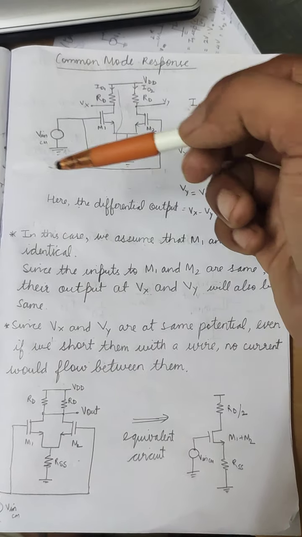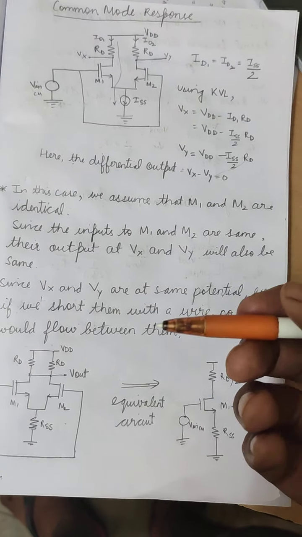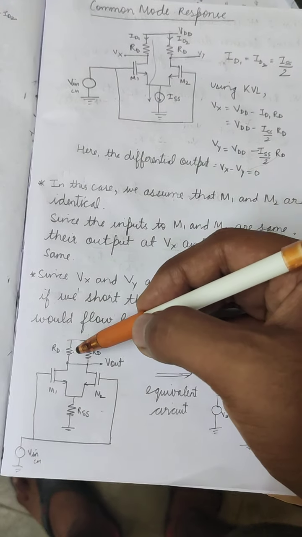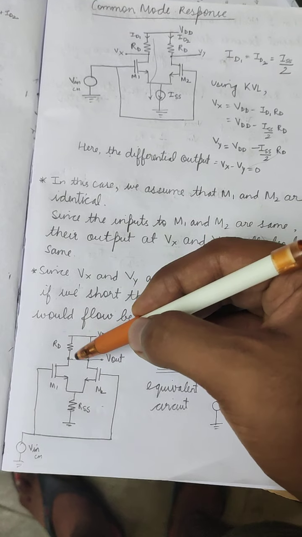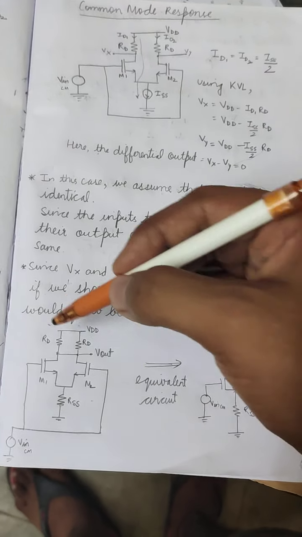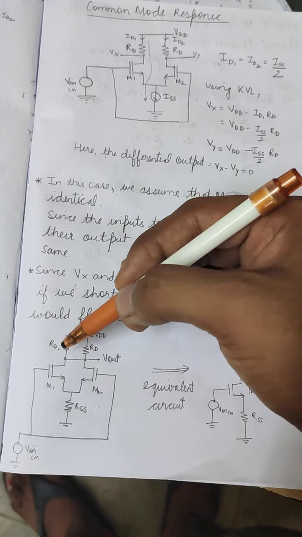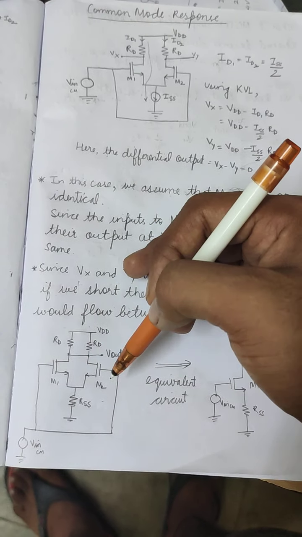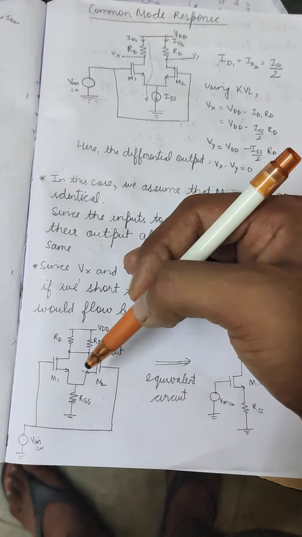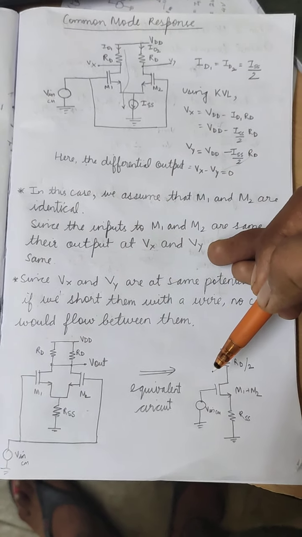So what I do is I connect them with a piece of wire. I do this because it will make my calculations easy, and anyhow it is not affecting the output. In this case what will happen? These two RDs will come in parallel. Similarly, the two MOSFETs M1 and M2 will also come in parallel. So we get an equivalent circuit of this.